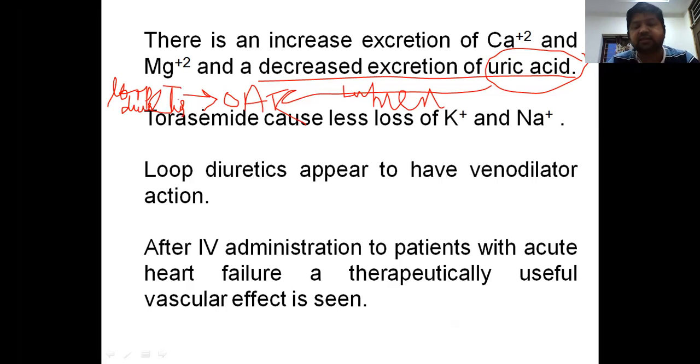So that is the reason. That's why there is a competition between uric acid and loop diuretics to bind with the organic acid transporter. And in this competition, loop diuretics will win. They will bind with most of this transporter, the organic acid transporter, and uric acid will fail to bind. As a result, uric acid cannot be eliminated, and there is a decreased excretion of uric acid. So that is the reason.